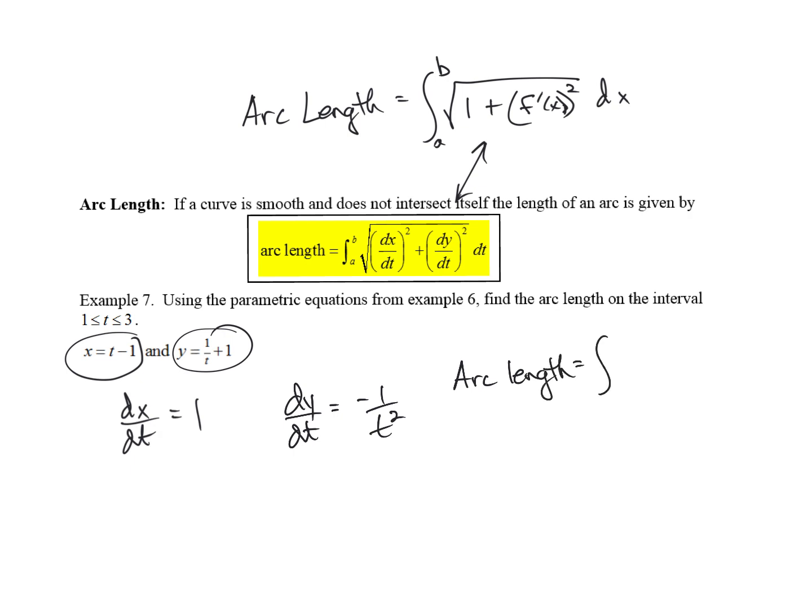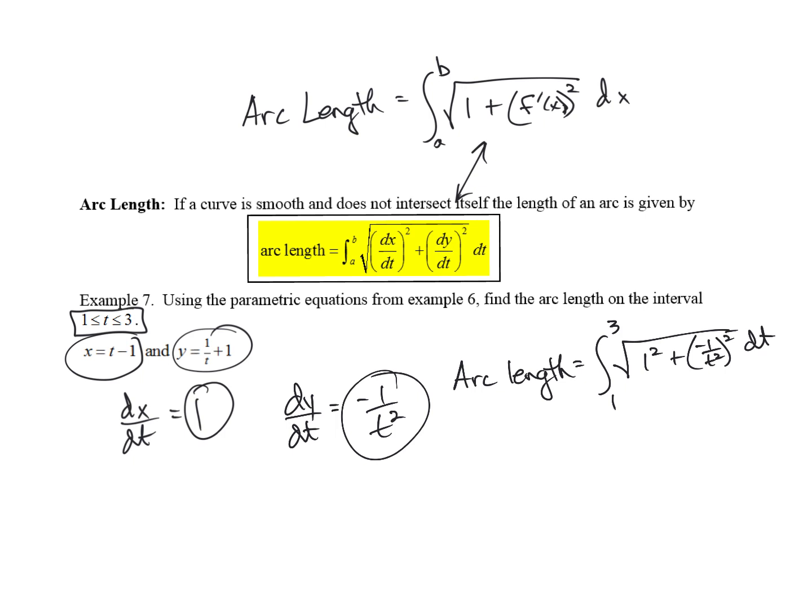It is equal to the integral from a to b, and we're going from t equals 1 to 3. This is with respect to t, so we want to put those 1 to 3 on our lower and upper limits there. And then we have a square root of our dx/dt squared, which is 1 squared, and our dy/dt squared, which is negative 1 over t squared, squared, dt.